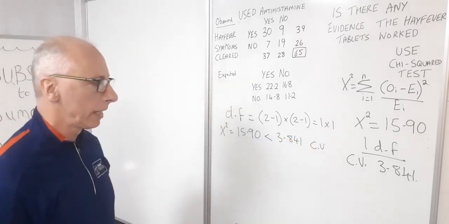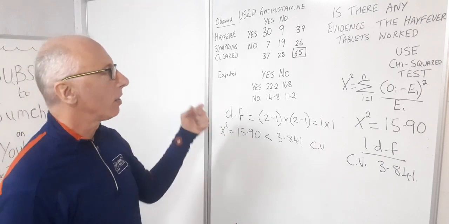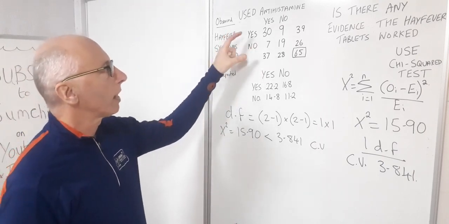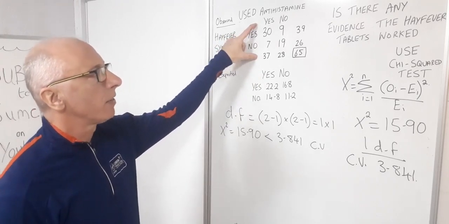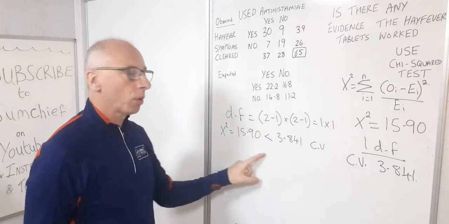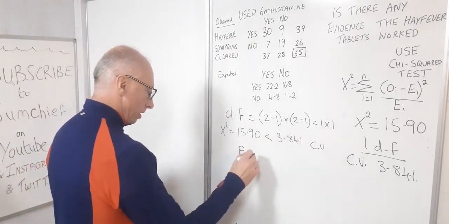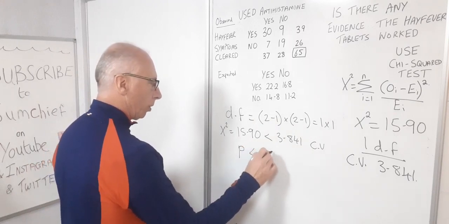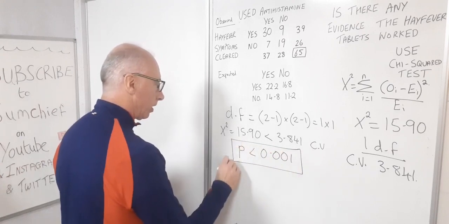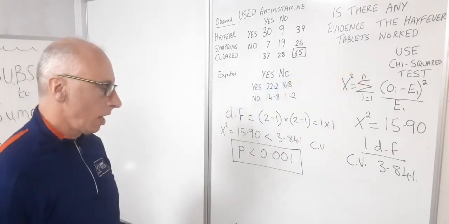So what does that mean? Well, what it would mean is that we can reject that the rows and the columns are independent. Therefore what it's saying is that there is definitely evidence that these hay fever tablets worked. If we plug this into a calculator, we'll get that our probability is much less than 0.001. So therefore it's highly likely that these hay fever tablets actually worked.